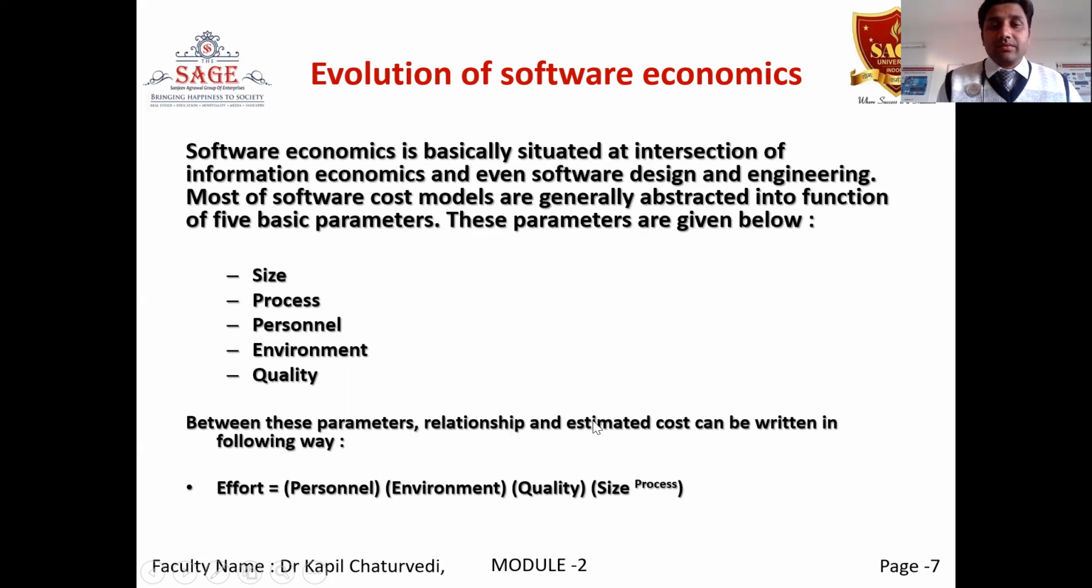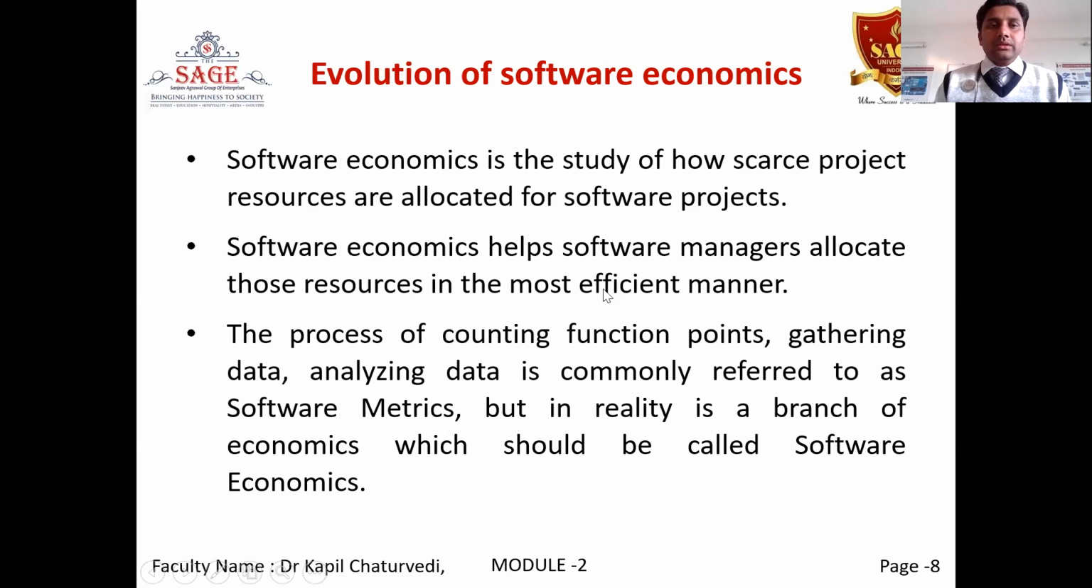Between these parameters, the relationship and estimated cost can be written in the following way. So how do we calculate the effort of a project numerically? By applying that formula, we have personnel, environment, quality, size, and also the process. We put these values in that formula, and by multiplication, we can calculate the numerical effort of the project. Now, the evolution of software economics is the study of how scarce project resources are allocated for the project. Software economics helps software managers allocate those resources in the most efficient manner.